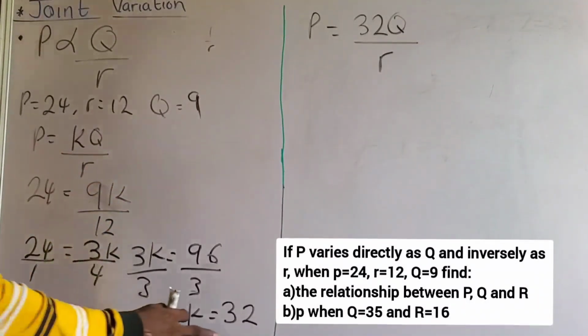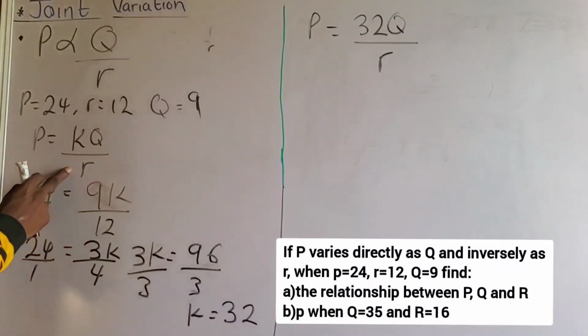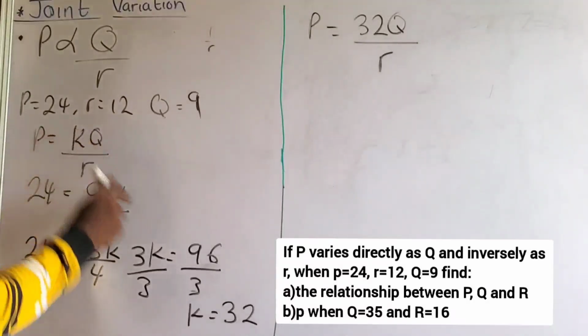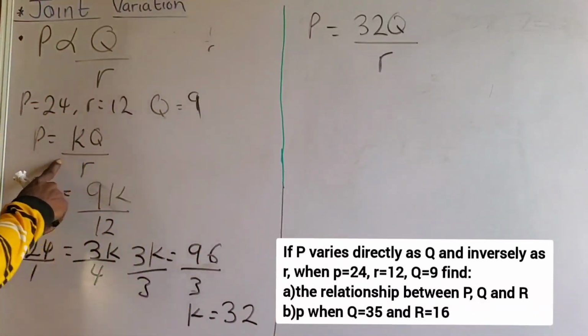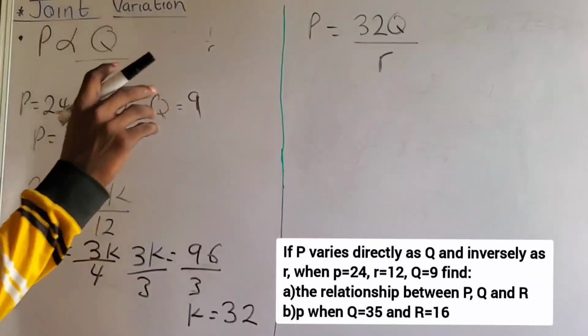Okay, having gotten 32, the relationship is this, but I need to find this constant. So I got this constant as 32, then I replace it as 32. That means the first question is complete.